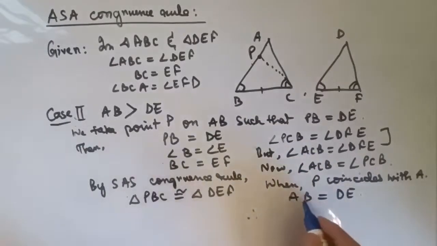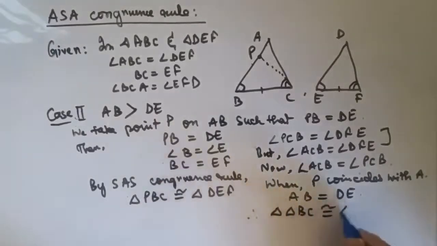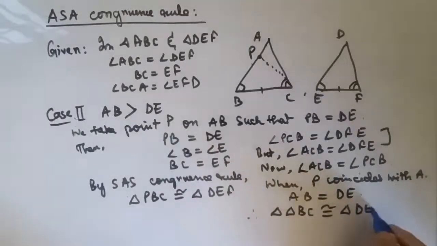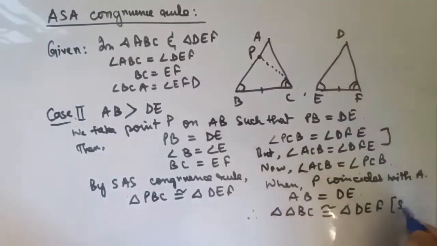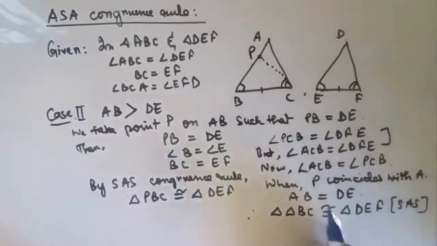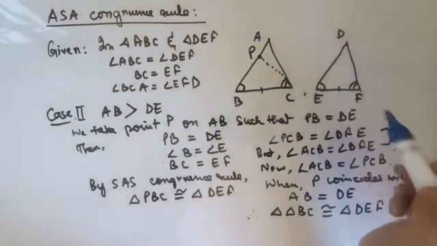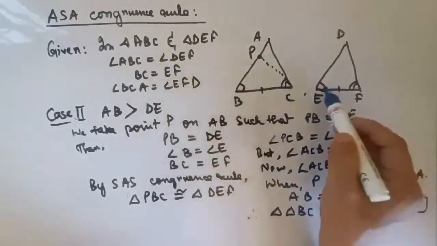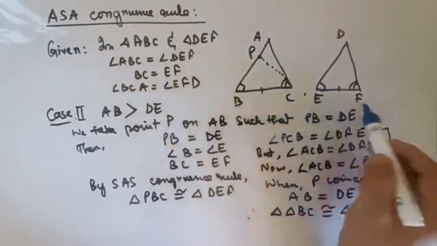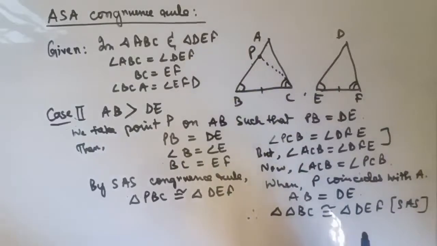Therefore, triangle ABC is congruent to triangle DEF by SAS Congruence Rule. That is, AB equal to DE, angle B equal to angle E, and BC equal to EF. So by SAS Congruence Rule, triangle ABC is congruent to triangle DEF. So in the second case also, we prove that triangle ABC is congruent to triangle DEF.